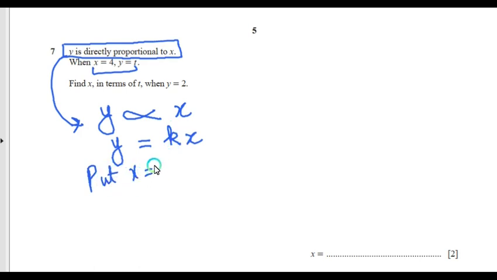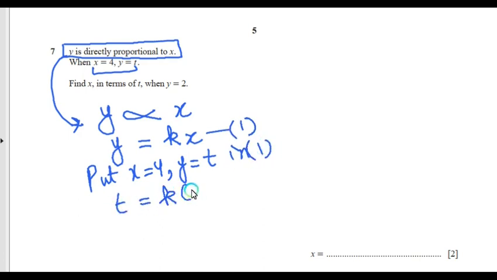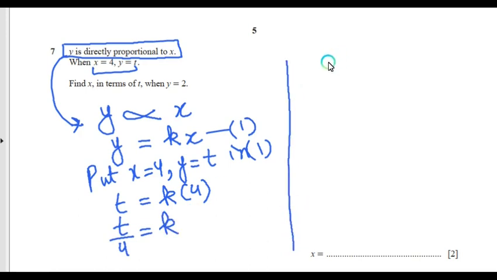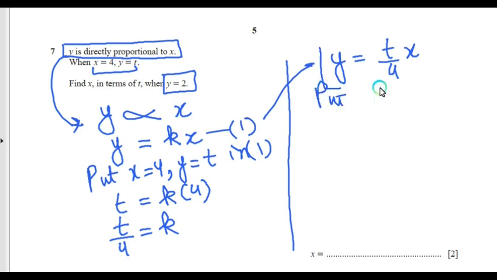Okay, the next question is: y is directly proportional to x, and when x equals 4, y equals t. Find x in terms of t when y equals 2. First of all, writing this statement in mathematical form: y is directly proportional to x. The proportional sign is this. Directly means x should be in the numerator, right? Now converting this proportionality into an equation, we need to multiply x by a constant of proportionality. Say this constant of proportionality is k, right? So y equals k times x. This is the equation we get.